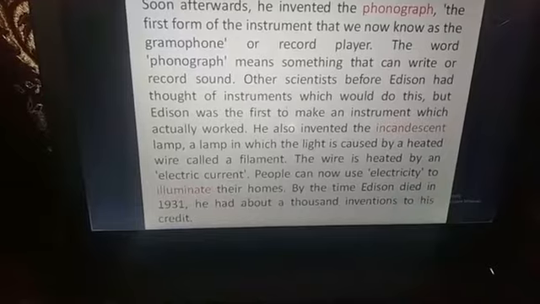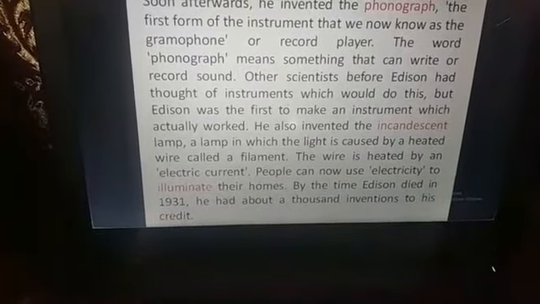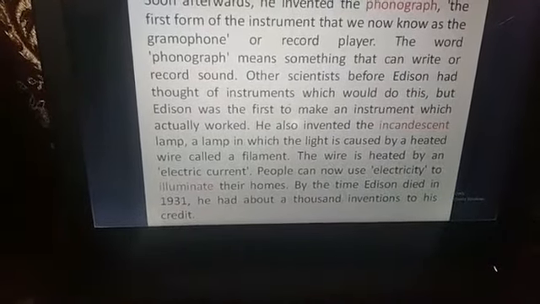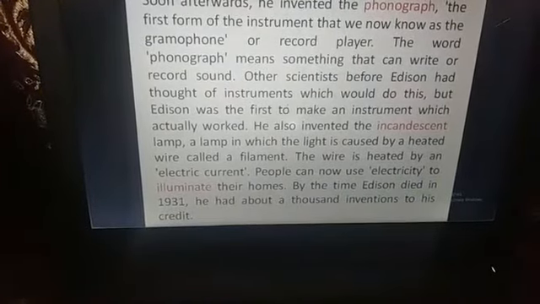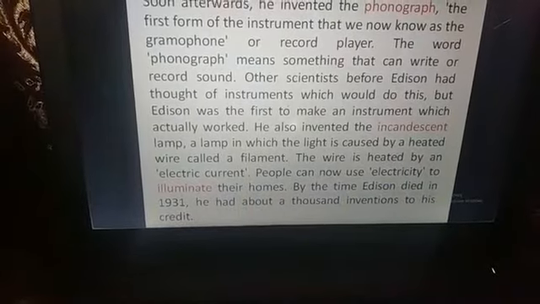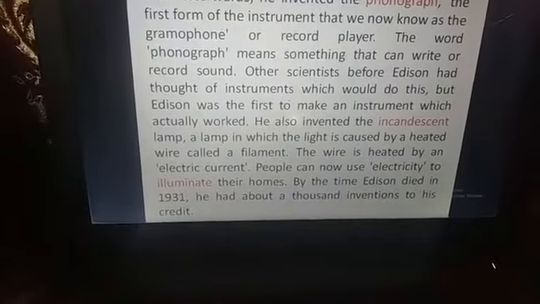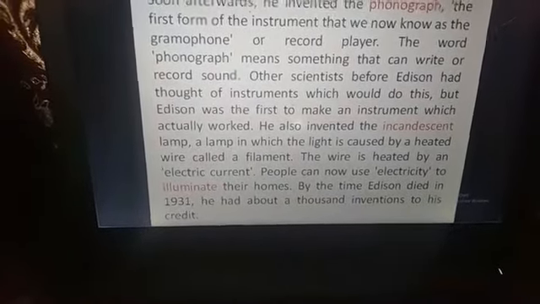He also invented the incandescent lamp, a lamp in which the light is caused by a heated wire called a filament. The wire is heated by an electric current. People can now use electricity to illuminate their homes. By the time Edison died in 1931, he had about 1,000 inventions to his credit.